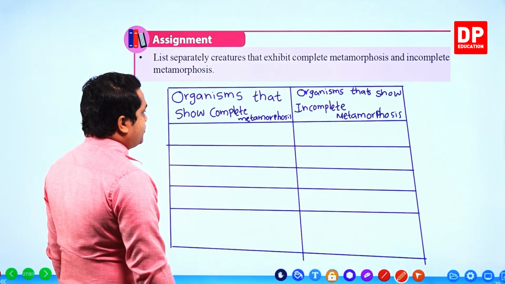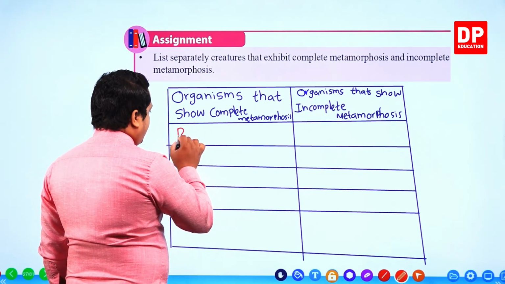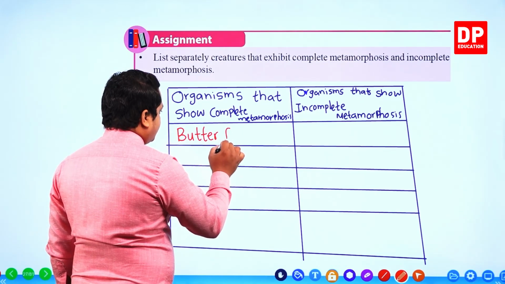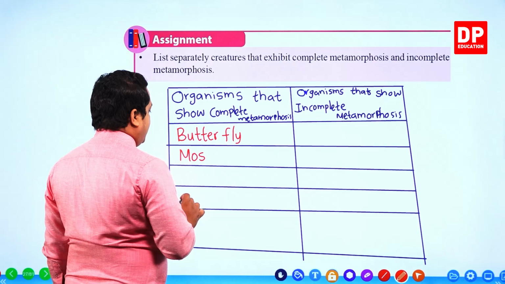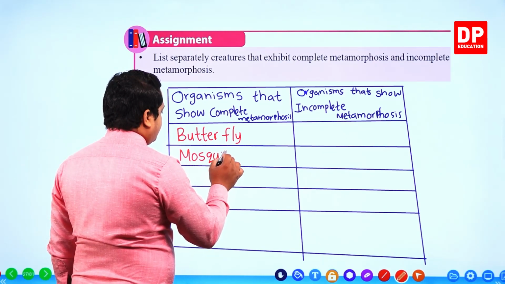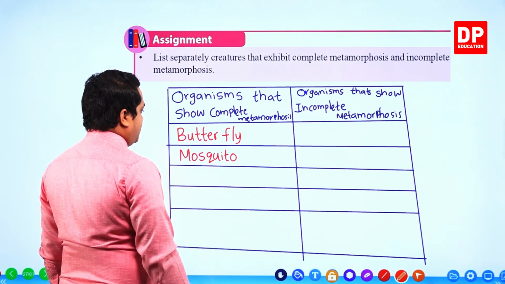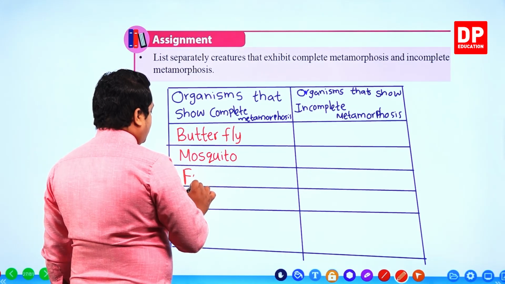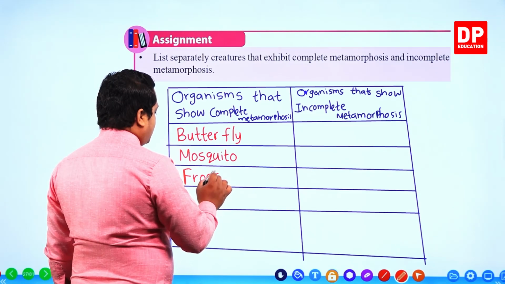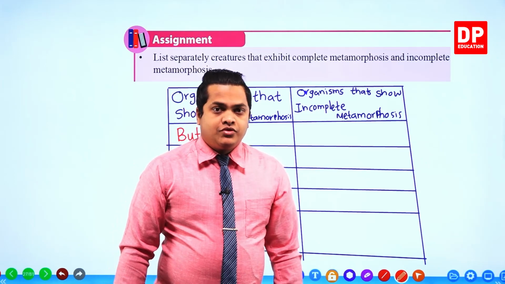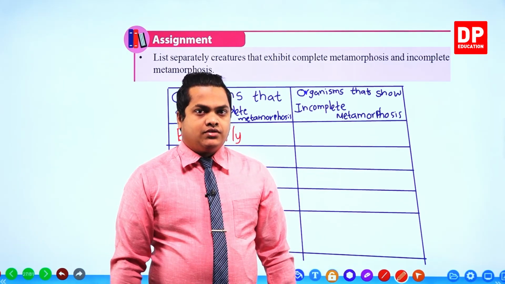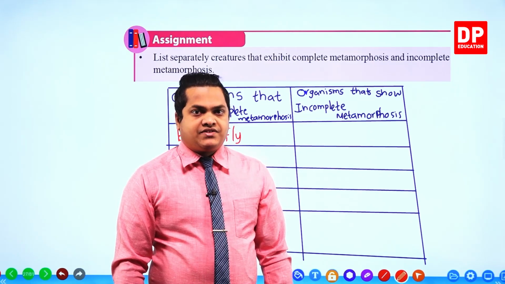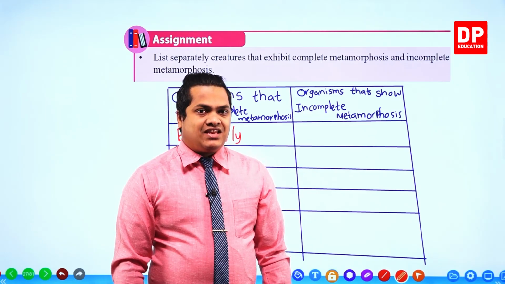So my dear children, organisms that show complete metamorphosis. Butterfly. Then mosquito, the two main answers. Then frog. Frogs are also going to show complete metamorphosis. As you can see, a tadpole is way more different than the adult frog. So they show complete metamorphosis within their life cycle. Even though they have three main stages, the frog is an animal showing complete metamorphosis, my dear children.